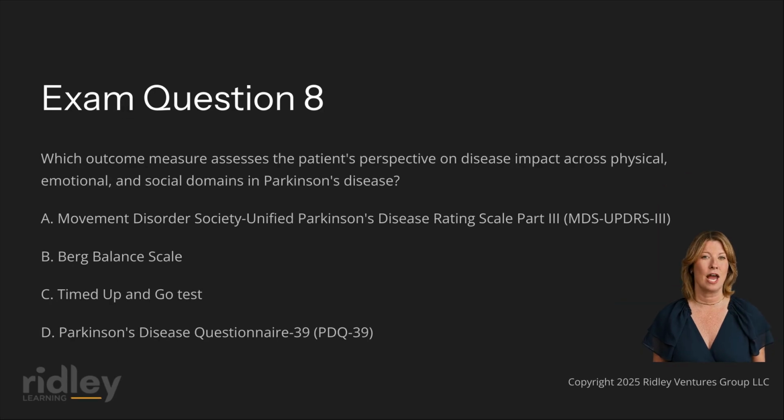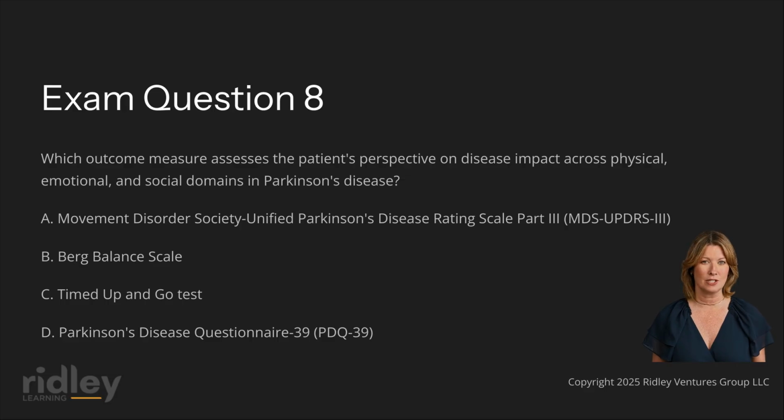Question 8. Which outcome measure assesses the patient's perspective on disease impact across physical, emotional, and social domains in Parkinson's disease? The correct answer is D. Parkinson's Disease Questionnaire 39. Rationale. The Parkinson's Disease Questionnaire 39 is a validated, disease-specific quality of life instrument that captures what matters most to patients.